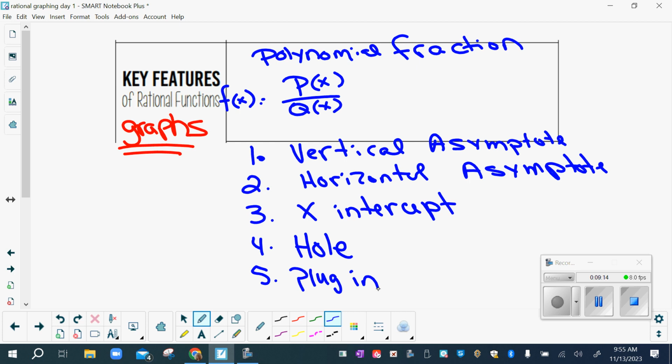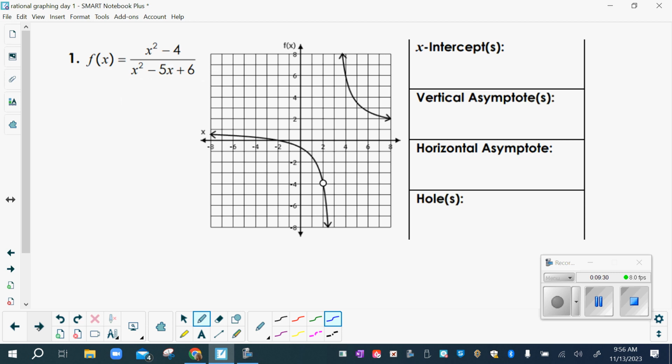And that's it. That's how we'll graph. We'll figure out all this stuff, and then we'll swoop it in. And you will like it. It won't be bad. So let's take a look at a graph, and let's see if we can eyeball all of this stuff. You guys ready? So here comes our first one. Here we go.